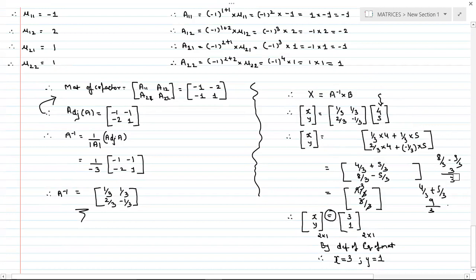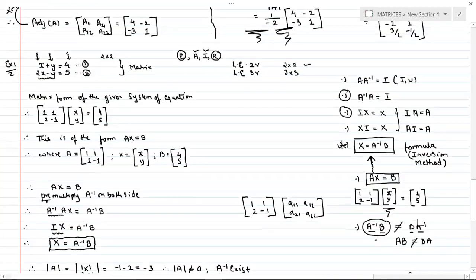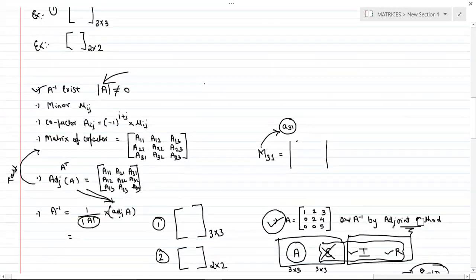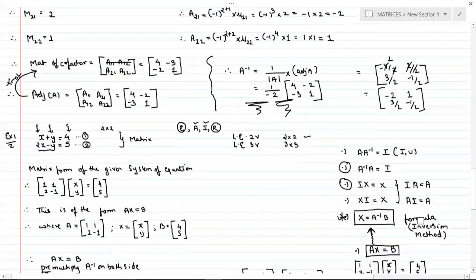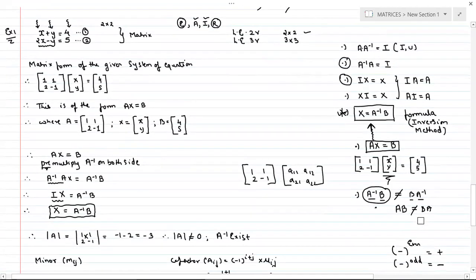Okay, so here we got the answer for x and y. x is 3 and y is 1. Okay, so now you can verify your answer also if you want. The answer of x is 3 and y is 1. Just simply substitute the values of x and y in the given equations.